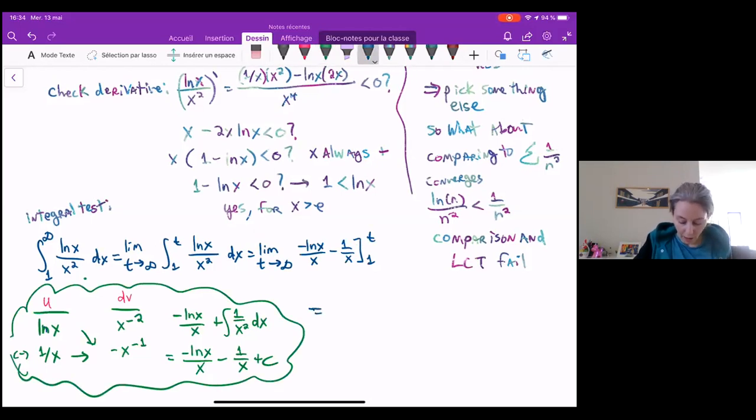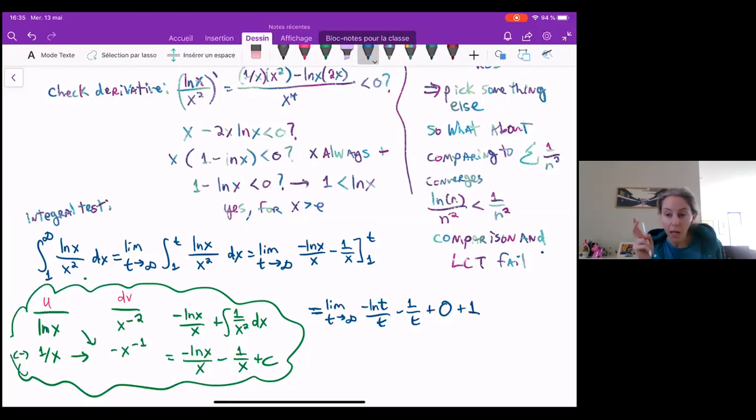So the limit as t approaches infinity of negative ln t over t minus 1 over t, plus ln 1, that's just 0, over 1. So 0 over 1 is just 0, plus 1 over 1, so that's plus 1. Now, when I plug in my infinity here, that right there is going to 0. And ln t over t, well, the t is growing more quickly than the ln. So ln t over t is also going to 0. And this limit, therefore, just equals 1.